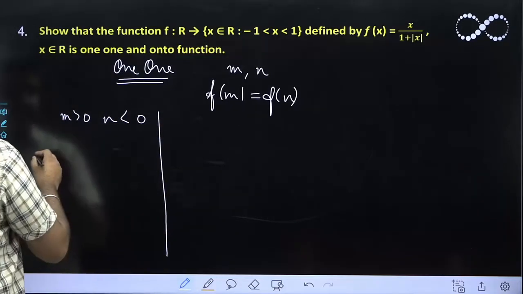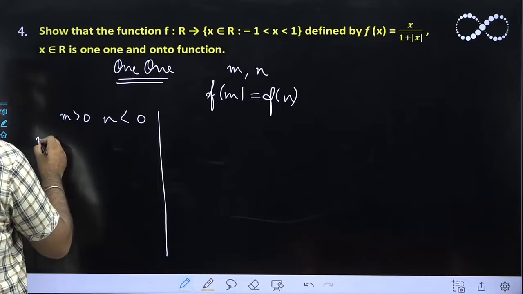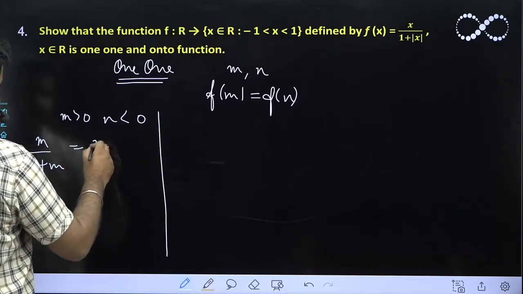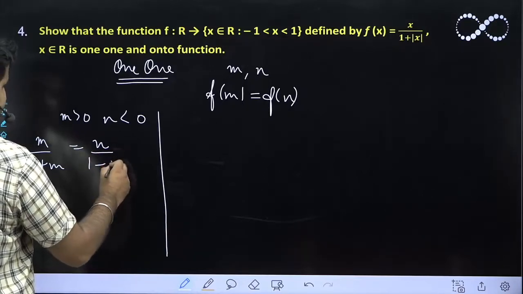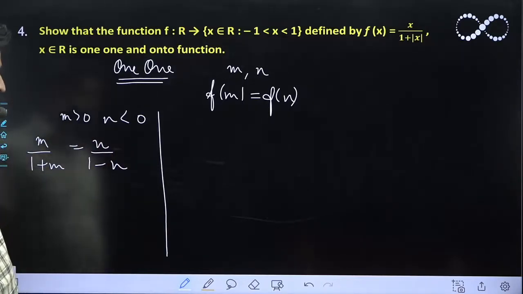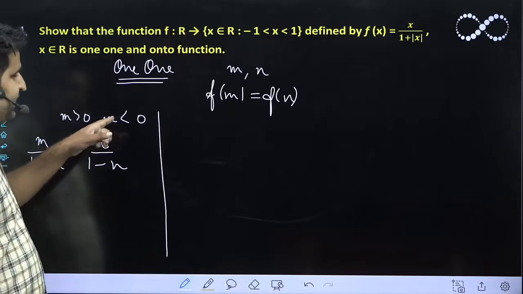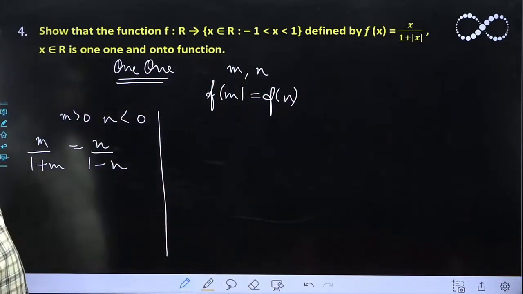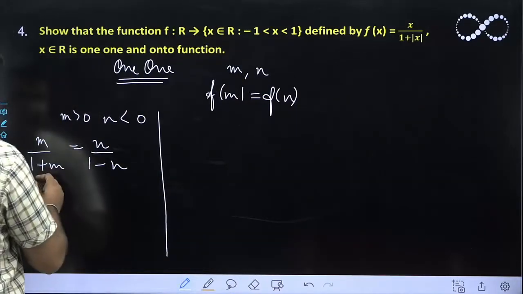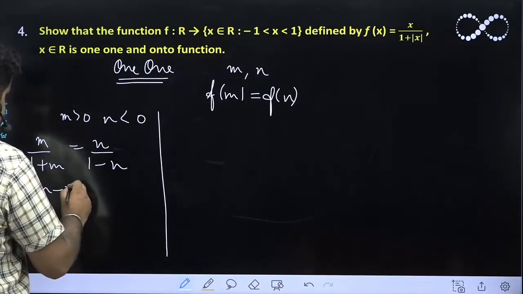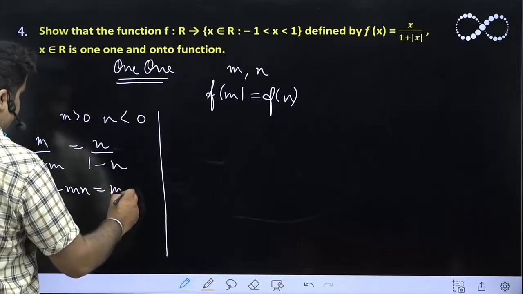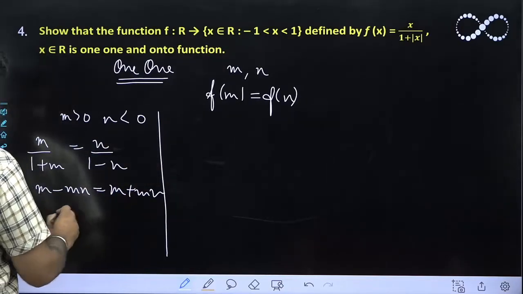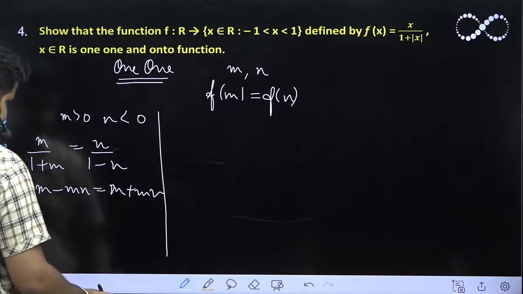So from here you get m upon 1 plus m is equal to n upon 1 minus n. Right? Since if n is less than 0, what will be mod n? This will be equal to minus n. Right? So if you cross multiply this, you get m minus mn is equal to n plus mn. Right? You get, so this will be n.